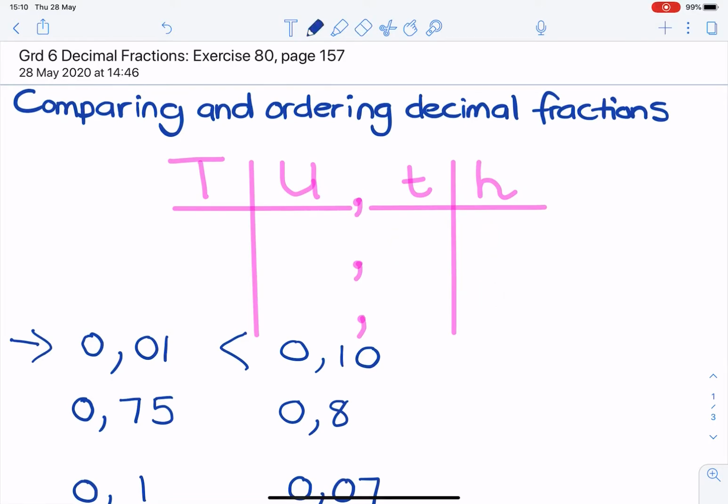Look at the next one. 0,75 and 0,8. In the units column, both have zeros. In the tenths column, we have a 7 and an 8. So before going any further, we can see that 8 is bigger than 7. So 0,75 is less than 0,8.